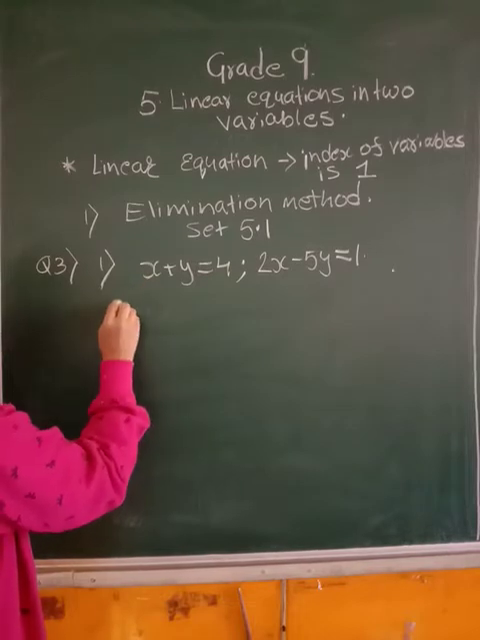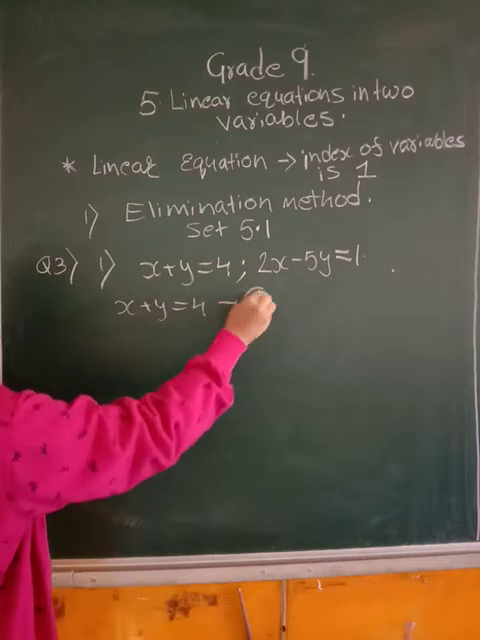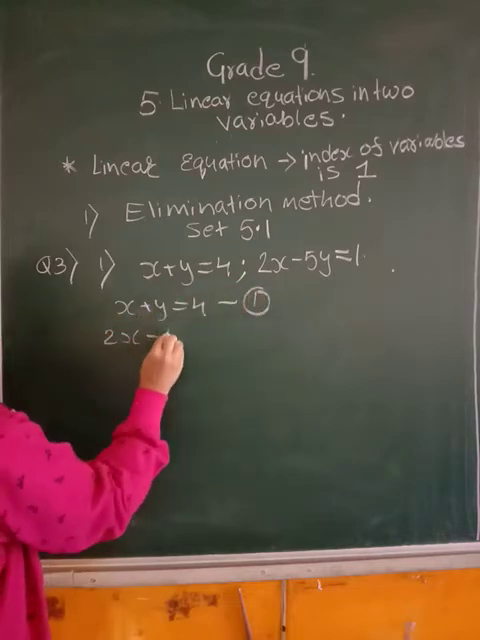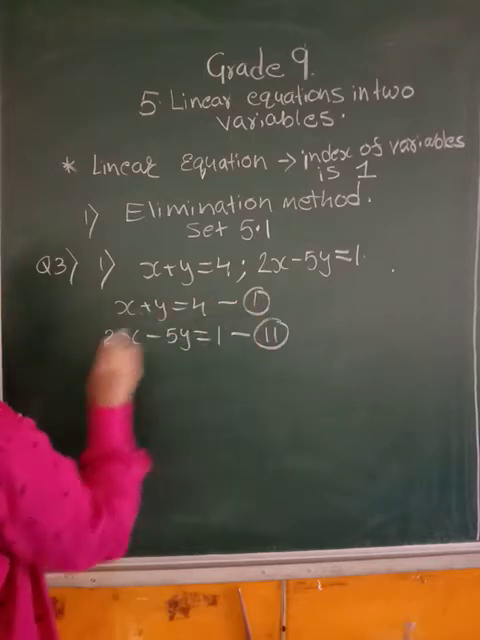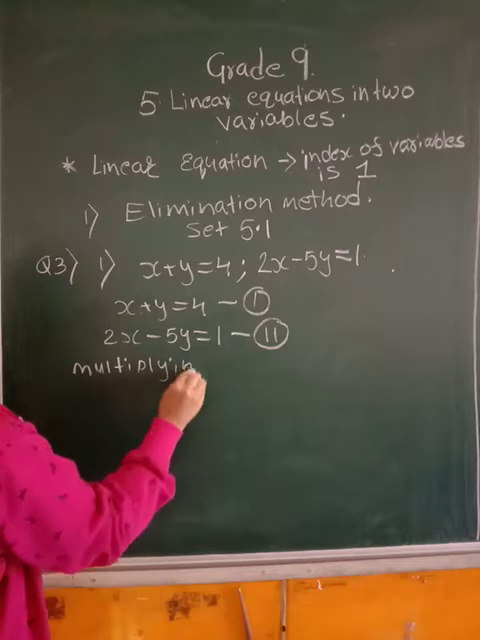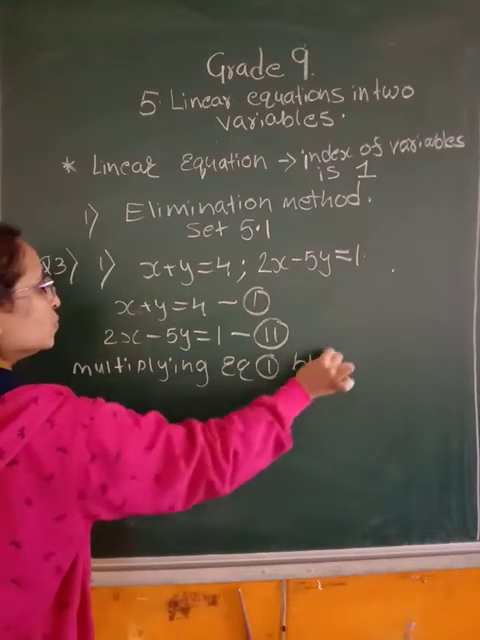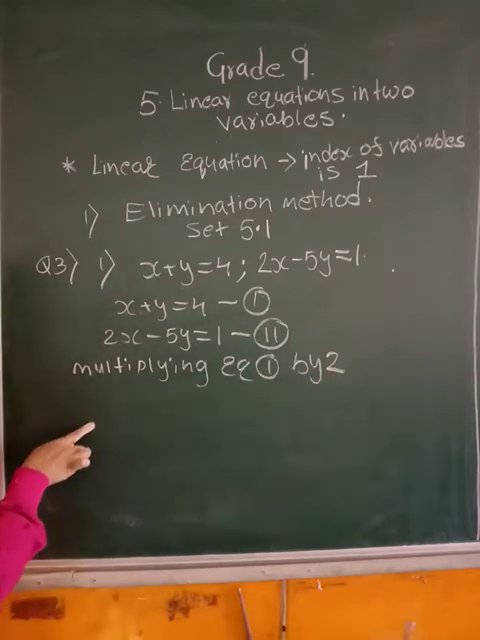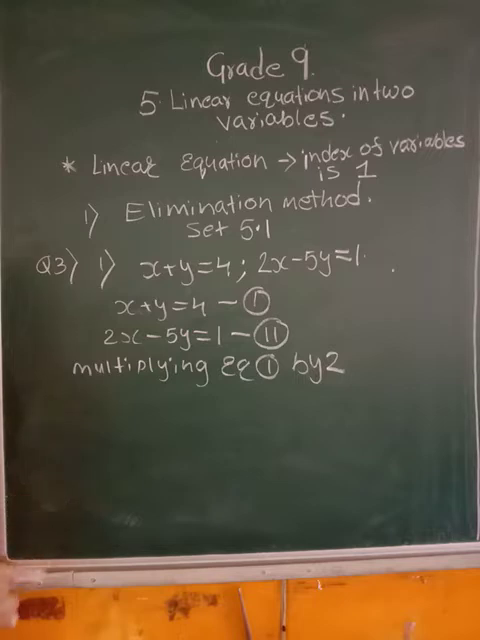Let x plus y is equal to 4 be the first equation, and 2x minus 5y is equal to 1 be the second equation. Now we are multiplying equation 1 by 2. Why are we doing this? So that we will get 2x over here. Once we equalize the coefficient, then we have to do either addition or subtraction to remove one variable. You will understand now.